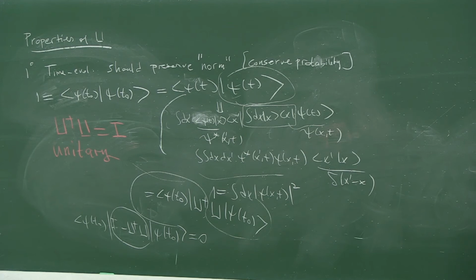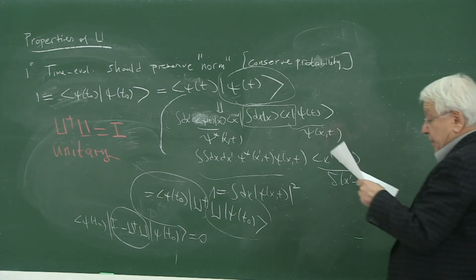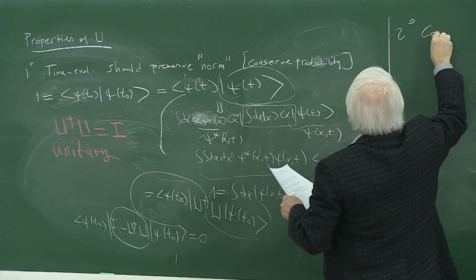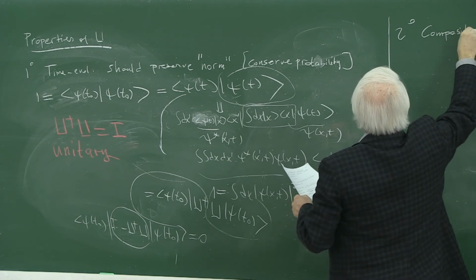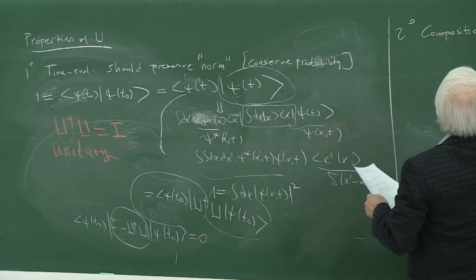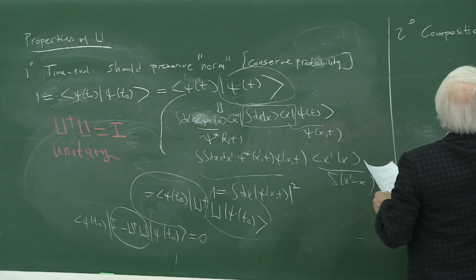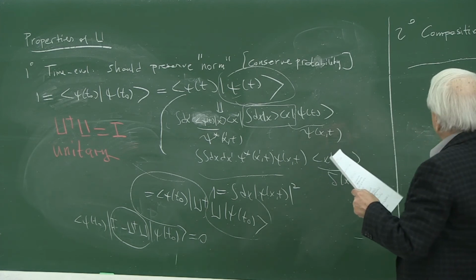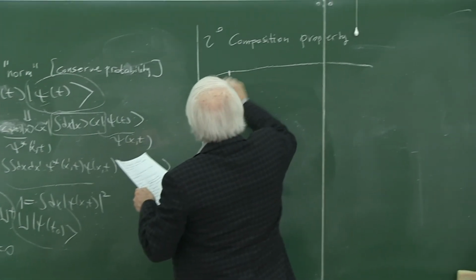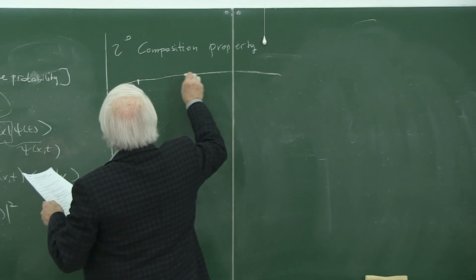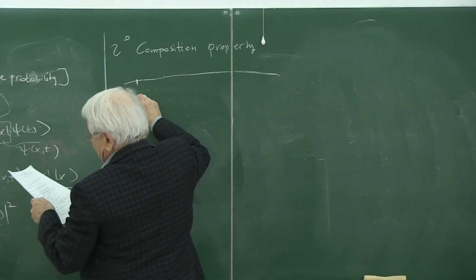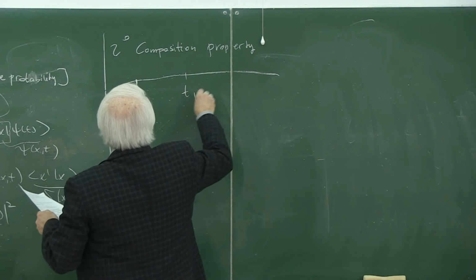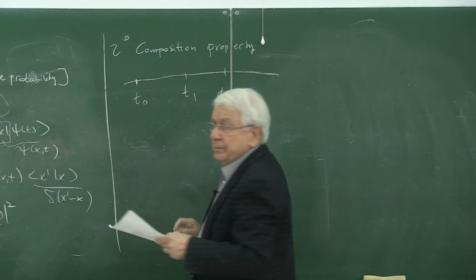Okay, I think that's good enough without further elaboration. Now the composition property is sort of self-explanatory. I will just show it in the following manner. If you are interested in making a transition from T0 to T1 and ultimately to T2.